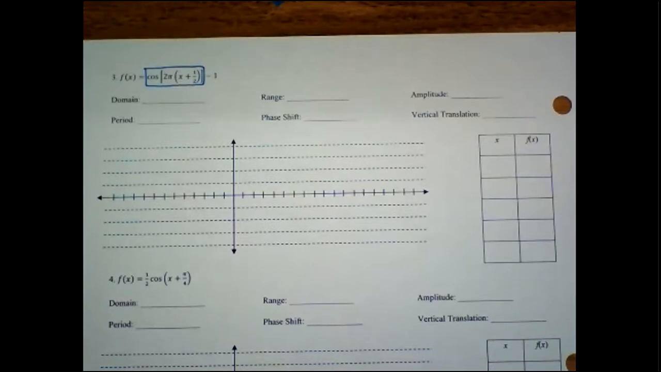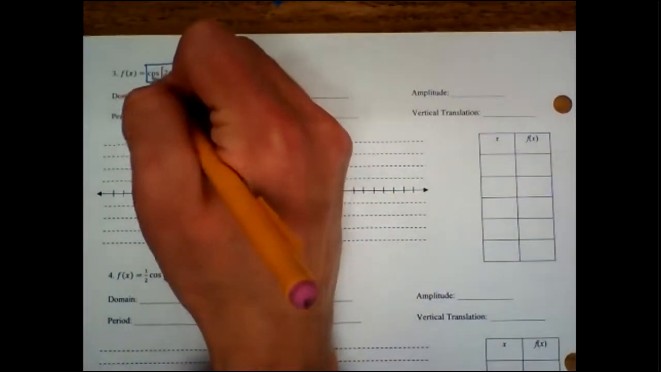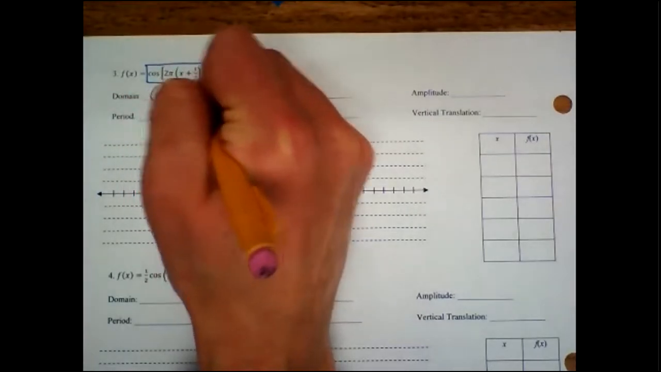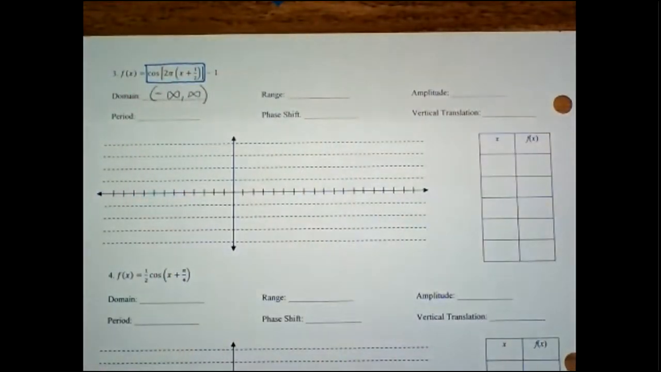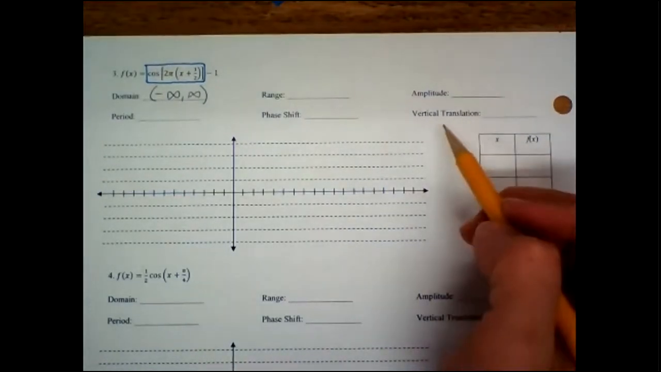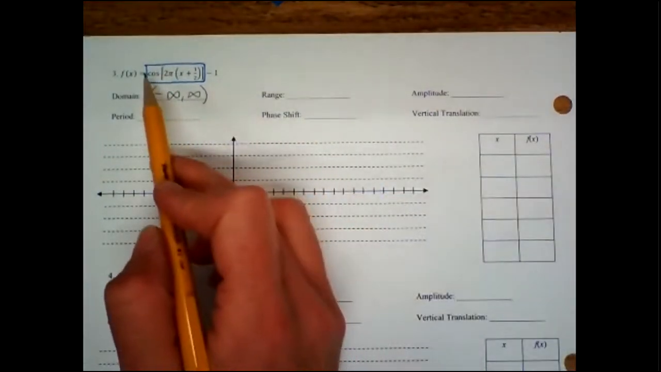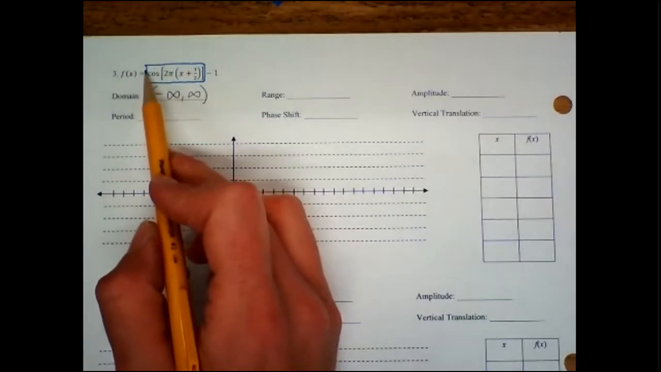But again, you can get a lot of this without the graph. What's the domain? Yeah, all reals. That's like an automatic answer. Let me come back to the range because you kind of need this to get the range. Amplitude. There's no number out front, which means it is what?